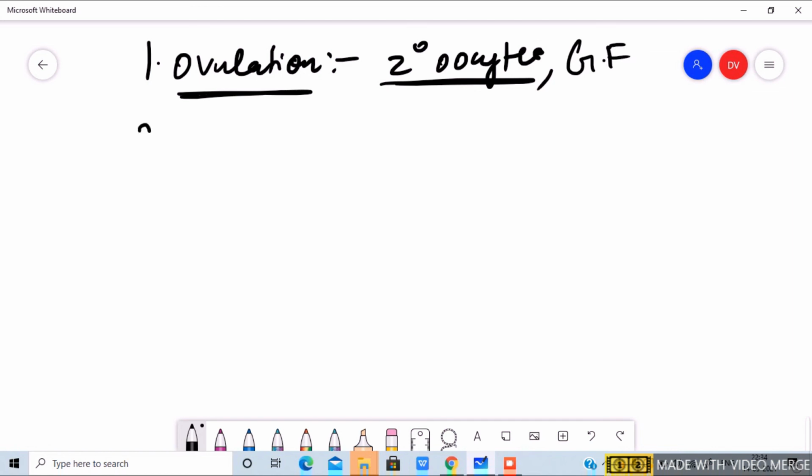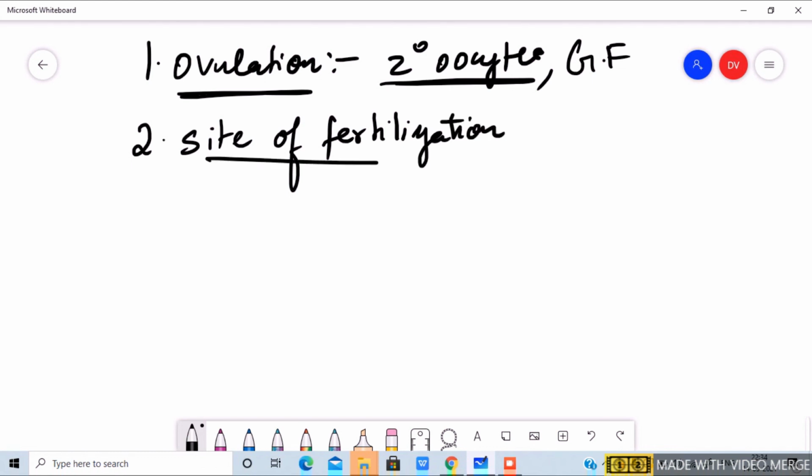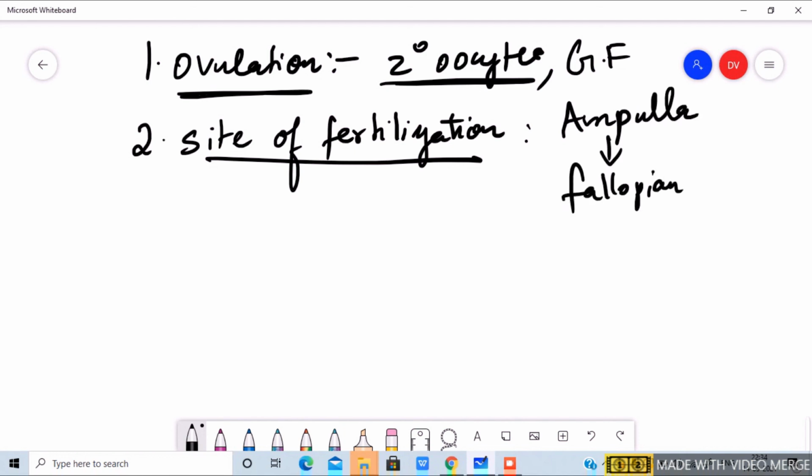Now the second one. Which is the site of fertilization? If they ask you this, what is the answer? After ovulation, the egg waits in the ampulla region of the fallopian tube. The fallopian tube is also known as the oviduct or uterine tube, all mean the same.